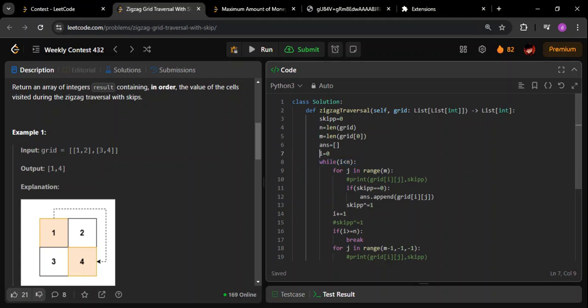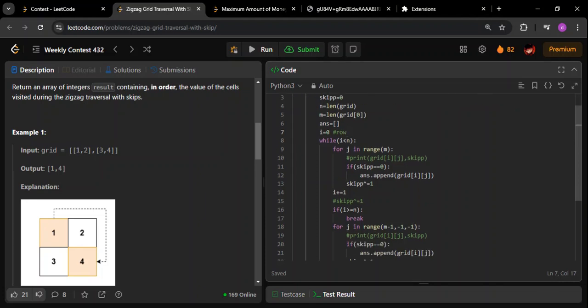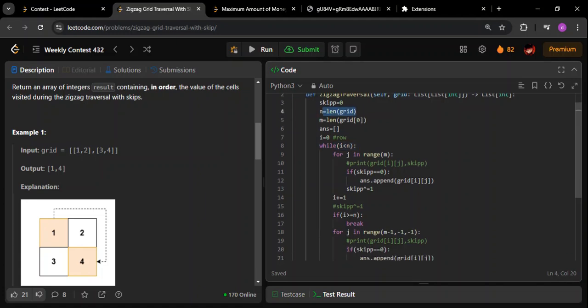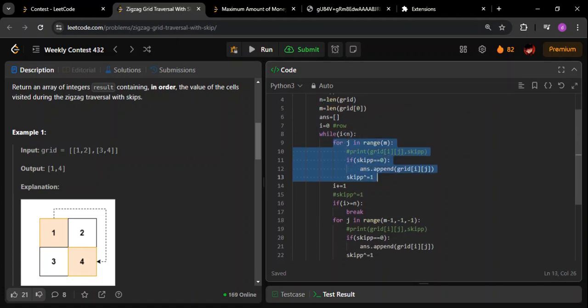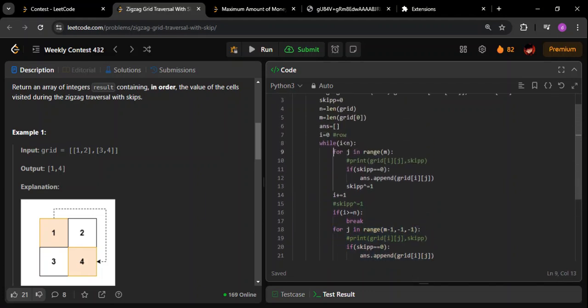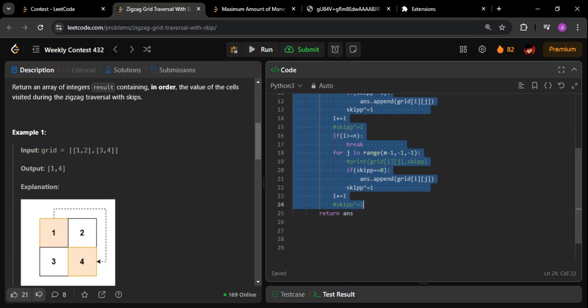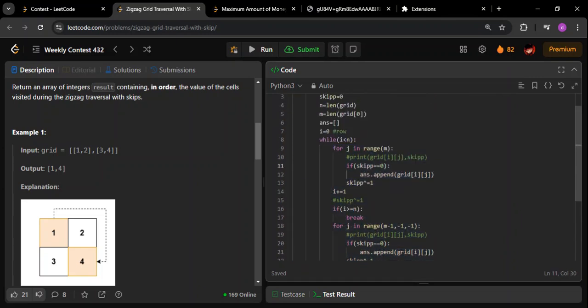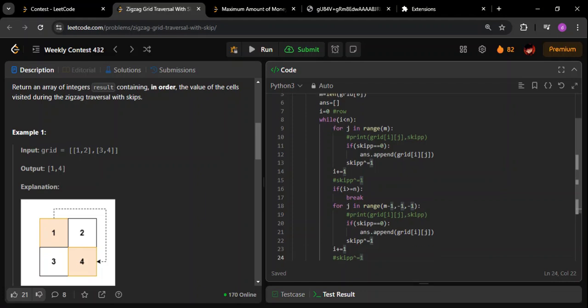Let me write it here, because these things will be confusing if you are not very experienced in programming. If you are not consistent in programming, this will be difficult for you to understand. So i is the row, while i is less than n, where n is the number of rows. Simple as that. First I have to start the left to right approach, and then I will have to go from right to left for the second row. In a single while loop, please try to understand this part, I am covering two rows. Remember that. The first time the while loop runs, I will be in the first and second row. The second time the while loop runs, I will be in the third and fourth row.